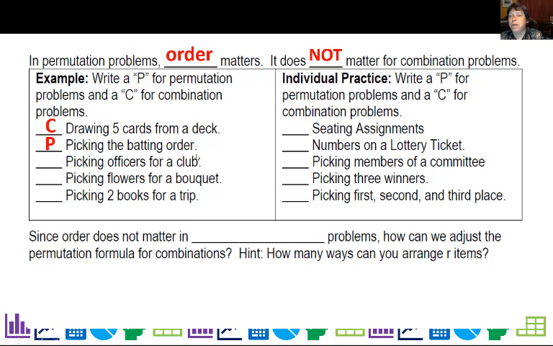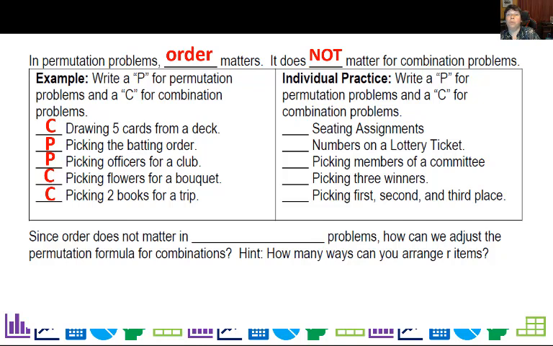Picking officers for a club. Well, president's different than vice president, which is different than secretary. So that's definitely position matters. So that's a permutation. Picking flowers for a bouquet. Well, if you're just grabbing the flowers and you haven't arranged yet, it's not really about position. It's a combination. Picking 2 books to pack in your luggage for a trip. Unless you're deciding the order by the way you pack them, which you're not, then I would say it's a combination. It doesn't matter which order you pick the books in because they're both going to go in the luggage and they'll both be there when you get there.